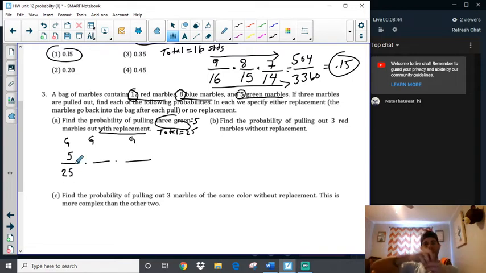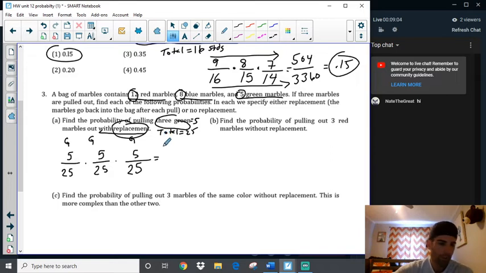Now, again, you're going to pull the green marble out, and it says with replacement, that means you're going to drop the green marble back in. So once you do that, in the second pull, there's still going to be 5, and there's still going to be 25. Same thing, still going to be 5, still going to be 25, because each time you're going to replace the marble back in there. So then this is going to be 125, and then this is going to be 15,625. Again, you can simplify with your calculator, 1 over 125.